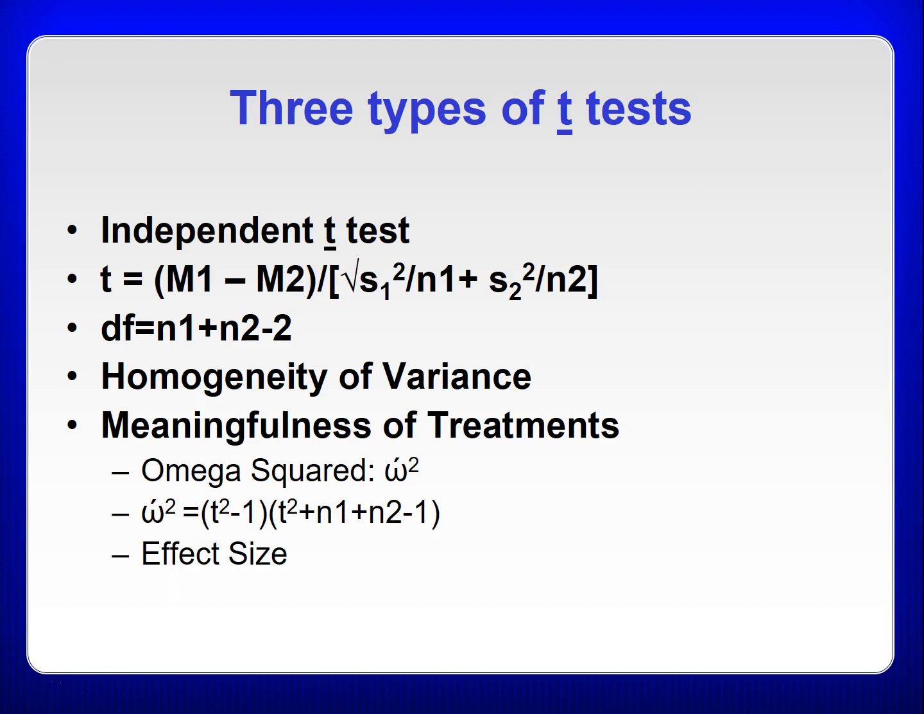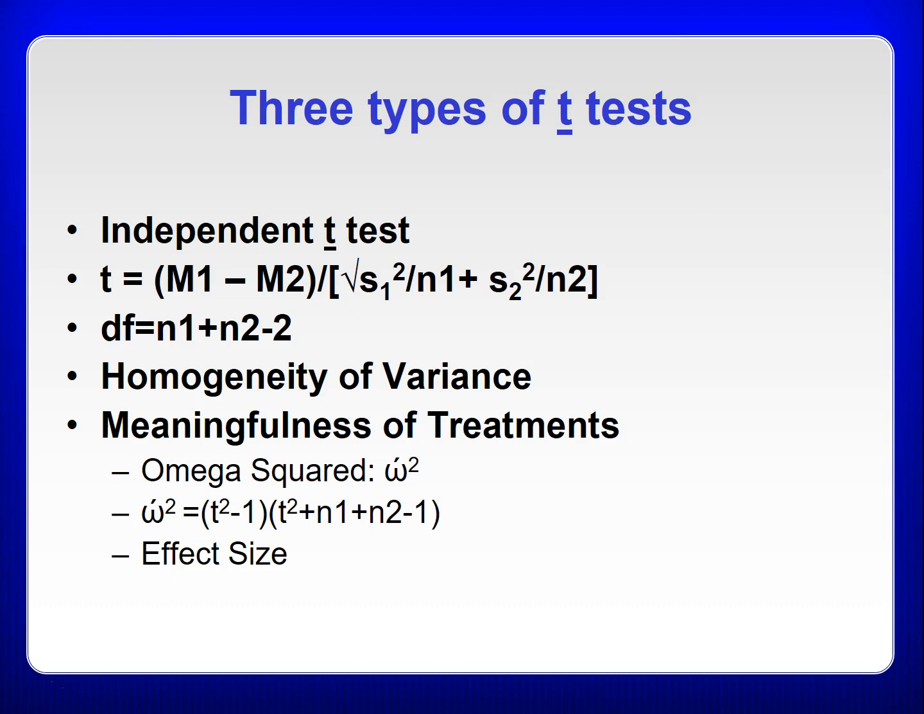Meaningfulness of treatments. When you use statistics that test differences among groups, you want to establish not only whether the groups are significantly different but also the strength of the association between independent variables and dependent variables.